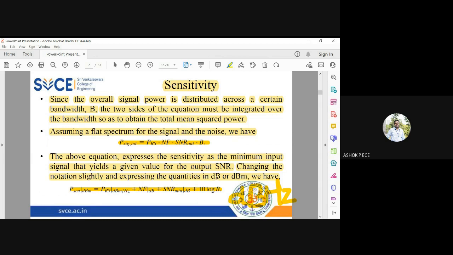The unit for bandwidth in dB is dB hertz. And you can use either dB or dBm for your notation. dB means the power reference is 1 watt, and dBm means the power reference is 1 milliwatt. Nothing is wrong if you represent in terms of dB or dBm, the formula is going to remain the same. So sensitivity is measured by this equation.